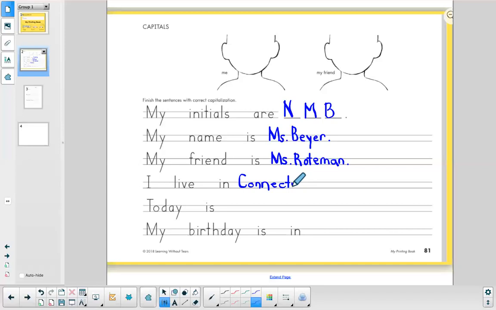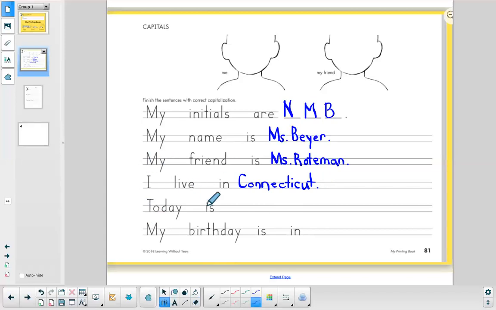Some of us live in New York. Some of us live in Manhattan. Some of us live in Westchester. Some of us live in the Bronx. We live all over. So you will decide, where do I live? And it needs to start with a capital letter. And then I will add my ending punctuation.